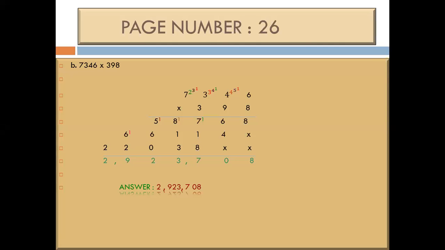12 plus 1, 13. We write here 3 and again we carry 1 on 5. 5 plus 6, 11 and 1, 12. We write here 2 and we carry 1 on 6. 6 plus 2, 7, 8 and 1, 9. And 2 is left there. Our answer is 2923708. I think that after doing 4-5 questions, you know the method, the procedure, of the multiplication of 3-digit numbers.